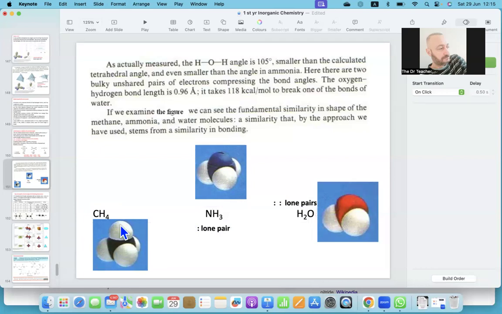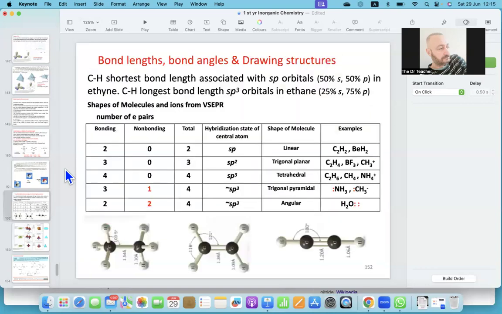So the methane, when there are no lone pairs, the surrounding hydrogens can go with equal bond length, and they are very stable. Each one is in the space, carbon, hydrogen to the top, and they are tetrahedral here. The ammonia is pyramidal, and the water is angular. So this is the best shape that can stabilize the molecule. The bond length, bond angles, and drawing structures.